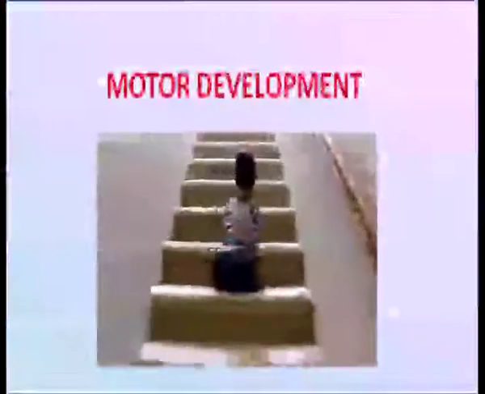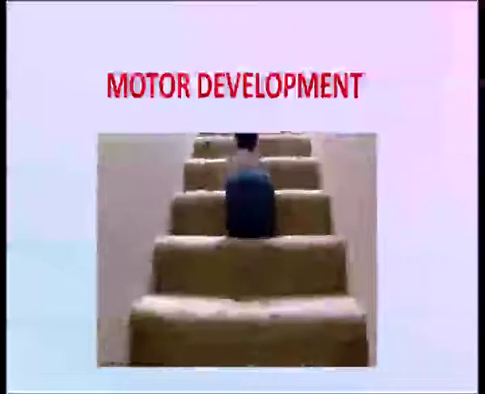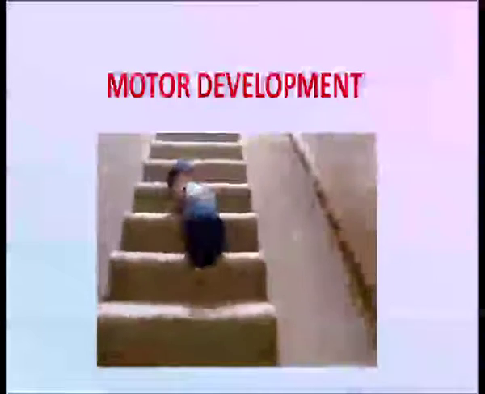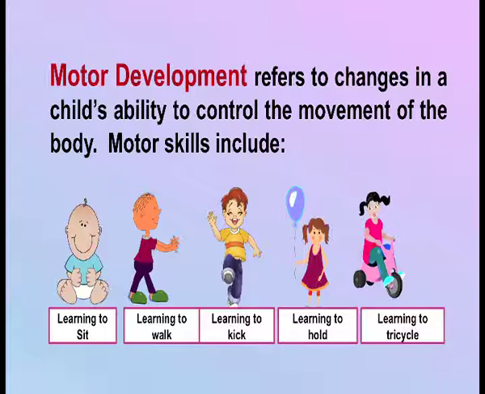Now I will discuss with you the motor development. As seen in the picture, the child is quite active and trying his level best to come down from the stairs. So let's see how the motor development of the child takes place. Motor development. What is motor development? It refers to the changes in the child's ability to control the movement of the body. Motor skills include, for example, learning to sit, learning to walk, learning to kick, learning to hold, learning to ride a tricycle. So these are when the child is really active and employing all the muscles in day-to-day activities.